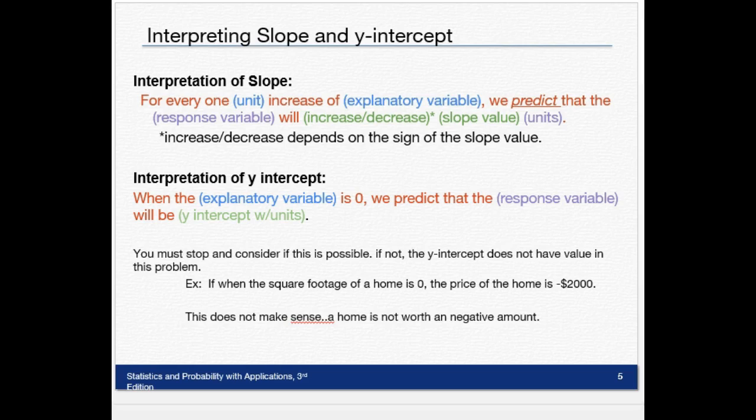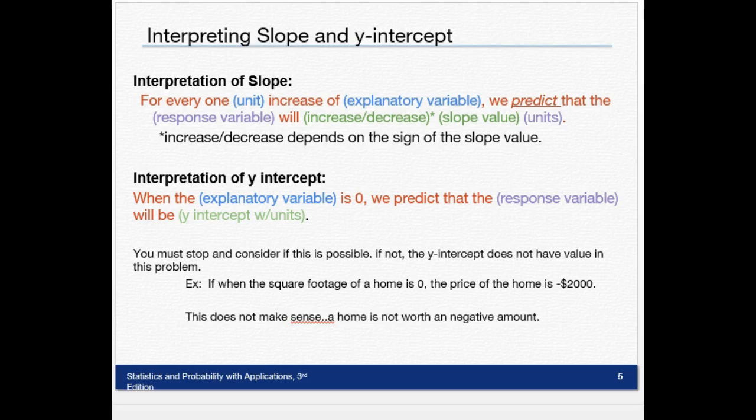Well, stop and think. Does that make sense? It doesn't make sense. A home is not worth a negative amount, even if it's blank. There's not a home there. That's still land. It has value, so it's not going to be a negative value. So that doesn't make sense. Sometimes the y-intercept will not have any logical value. So you just have to think about that.